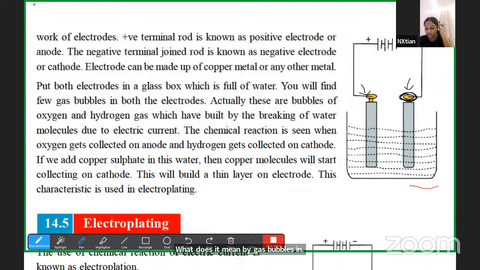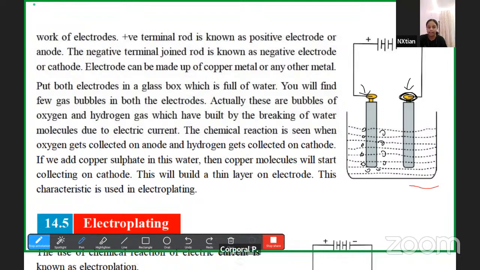Like gas bubbles. I think it will be inside the water, near the rods, where the rods are immersed in it. Near that, I think there will be bubbles. Okay. Now, these are bubbles of oxygen and hydrogen gas, which have been built by the breaking of water molecules due to the electric current. So here near the copper rod, there will be bubbles.